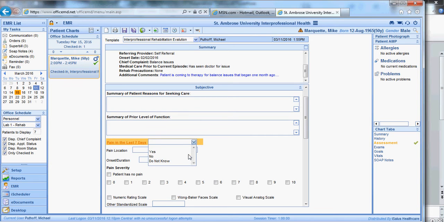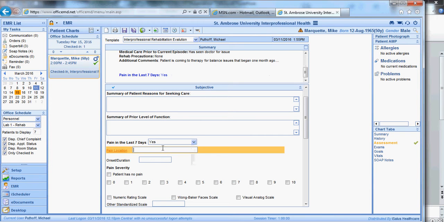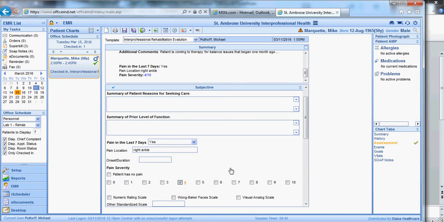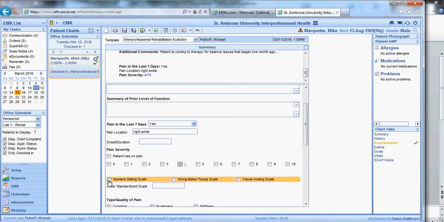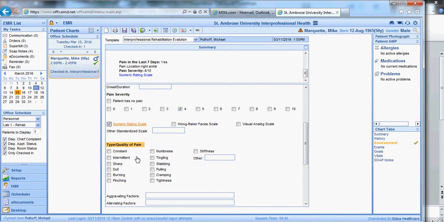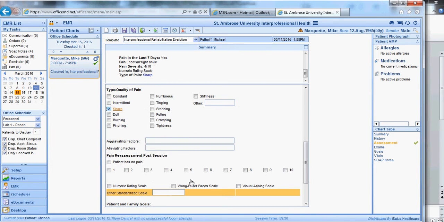You can check pain. Did they have pain? Yes. Location, the right ankle, and work our way down. And that's a 4 out of a 10 if we do that. We say we use a numeric rating scale, so just be consistent about that. Maybe it's a sharp pain, documenting all those things. Okay, and we can also document post-session if we'd like to do that too.